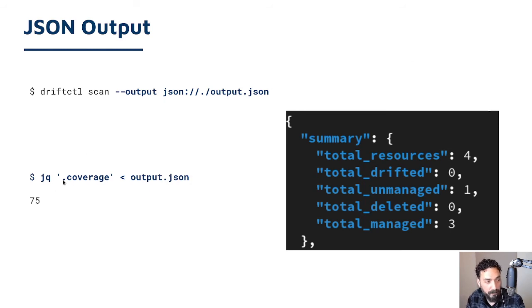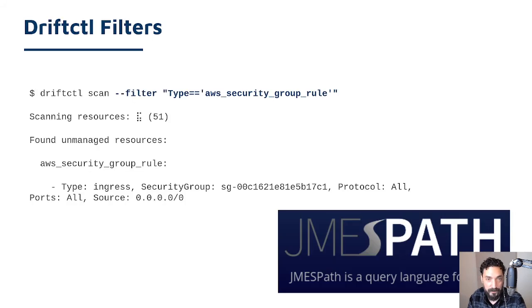So I personally like to extract coverage here. So this is 75 in this case. I really like manipulating the strings, very easy using the outputs. The JSON output from driftctl.